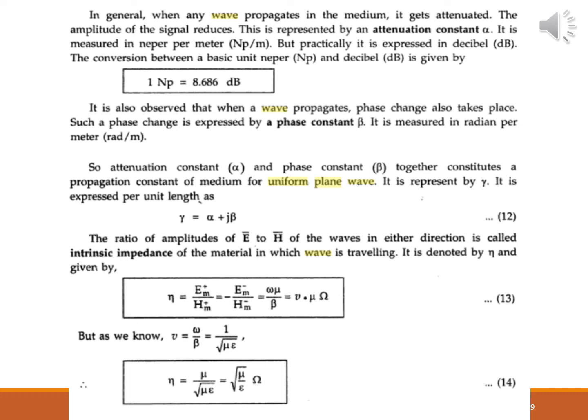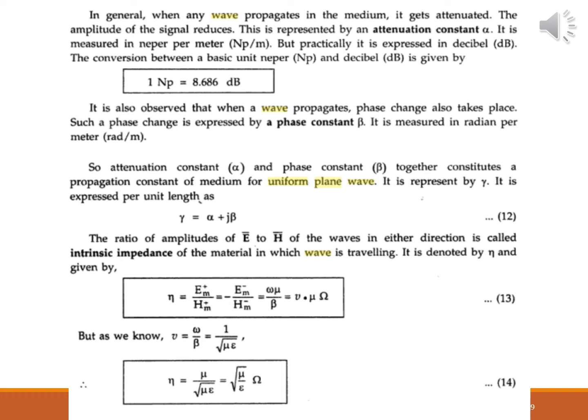Generally the unit of your attenuation constant is Neper per meter, and for practical cases it is sometimes also expressed in decibels. The conversion between a Neper and a decibel is as shown: 1 Neper is 8.686 decibel. That is the relationship between a Neper and a decibel. And it is also observed that when a wave propagates, there is a phase change that takes place.